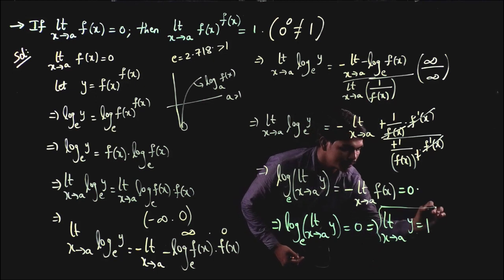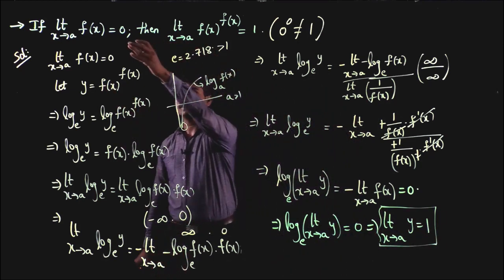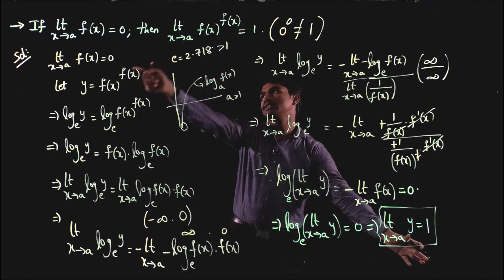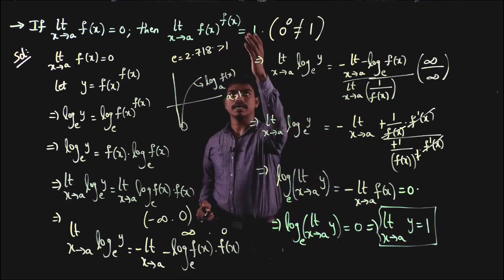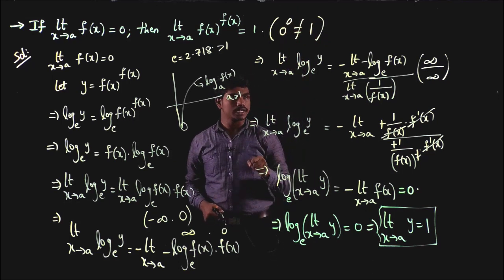And what is y basically? f of x power f of x. So if limit x tends to a f of x is 0, then we attain limit x tends to a y, where y is f of x power f of x, equal to 1. Okay, so this is the analysis of why this identity is getting satisfied, but not because of this particular reason. Okay, stay tuned, we'll look at others.